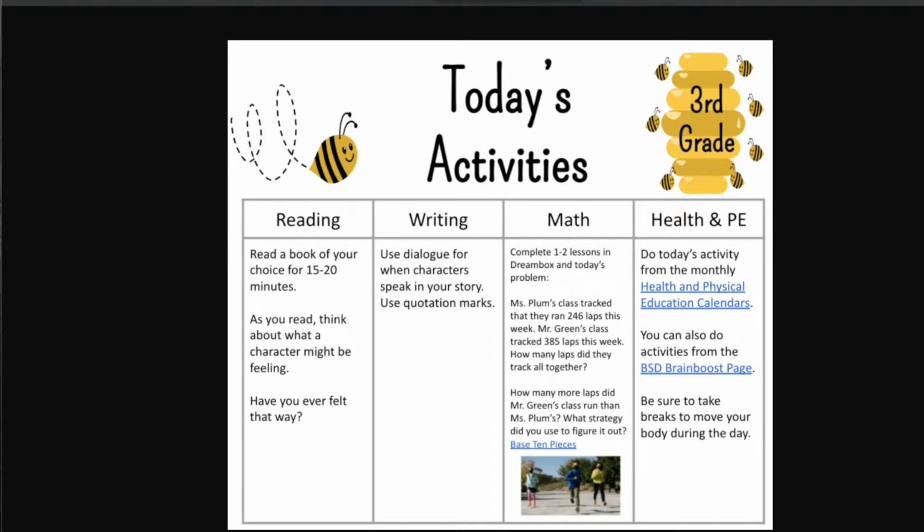Okay, in reading, you're going to continue reading a book of your own choice for 15 to 20 minutes. And as you're reading today, we want you to think about what the character might be feeling in your story and whether or not you've ever felt that way.